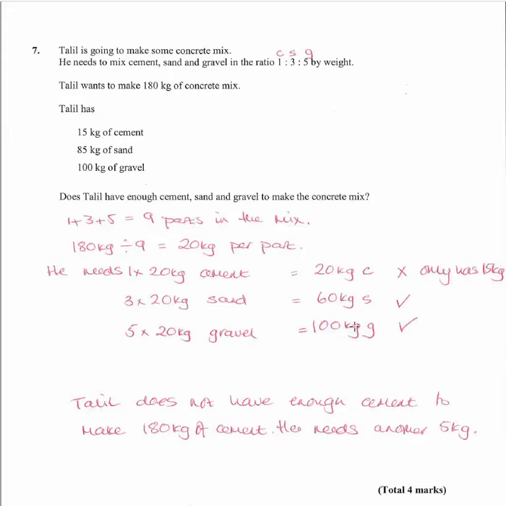Okay, he's got 100 kilograms of gravel, that's fine. He needs 60 kilograms of sand, that's fine. He's got 85. He needs 20 kilograms of cement, but he's only got 15, so he can't make that amount of concrete. So don't forget to actually say, he does not have enough cement. Shall we start again? He can't make the concrete because he doesn't have enough cement.